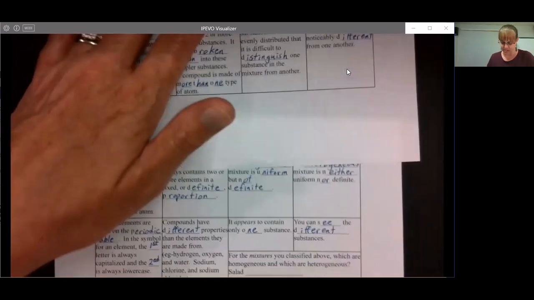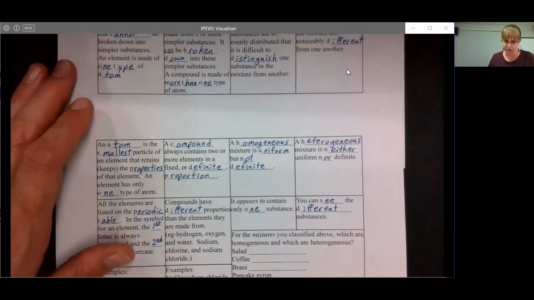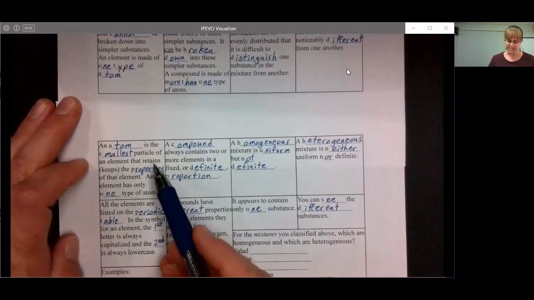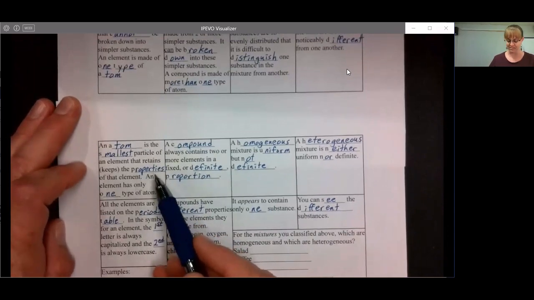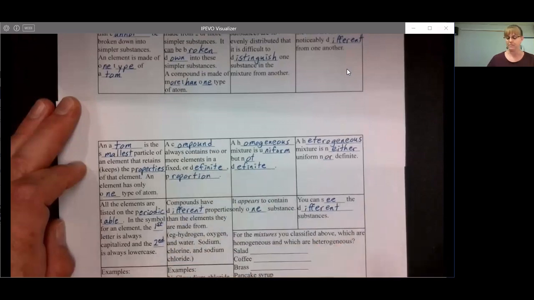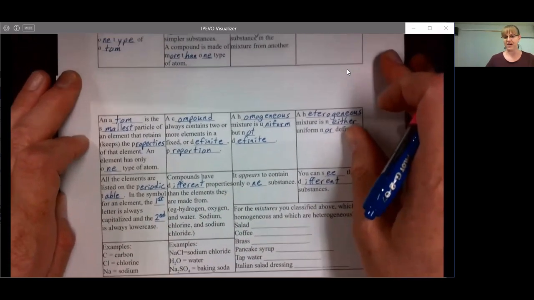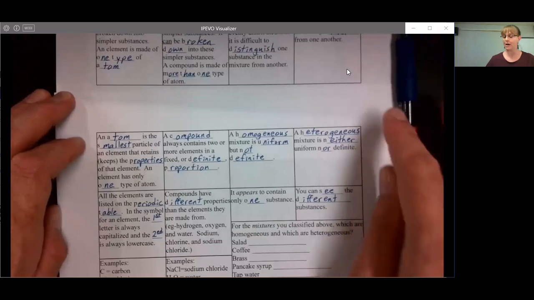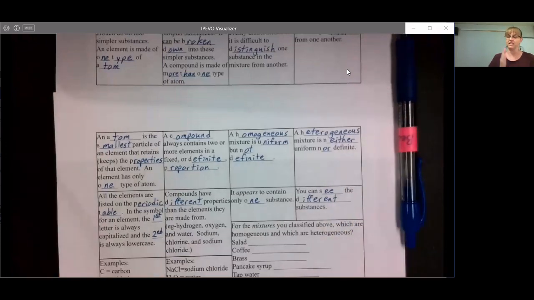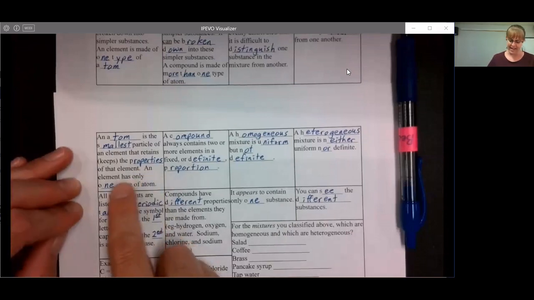The next page continues. It's supposed to be kind of a chart here. An atom is the smallest particle of an element that retains or keeps the properties of that element. So for example, if I had copper and I cut the copper wire in half and then half and half and half and half, eventually I'd be down to a single copper atom. And that's the smallest particle of copper that still acts like copper. An element has only one type of atom.